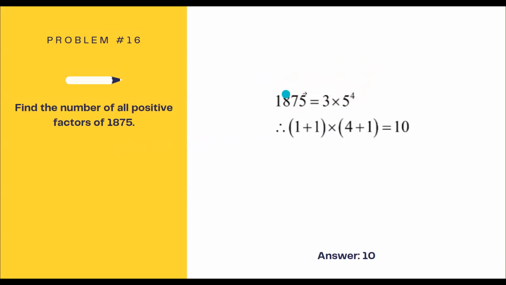Okay. For this one, you just simply do the prime factorization. If we try to determine the prime factors of 1,875, we have 3 times 5 to the 4. In determining all the positive factors, we just simply get the exponent, then plus 1, then we multiply. So 1 plus 1, then for the 5, we have 4 plus 1. So 2 times 5, we have 10. So the answer for this one is 10.